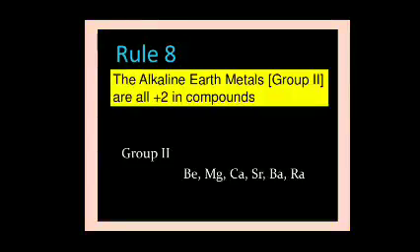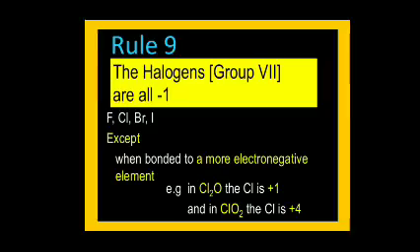The alkaline earth metals are all +2 in oxidation number. The second group elements always show +2 oxidation state. Those are beryllium, magnesium, calcium, strontium, barium, radium.